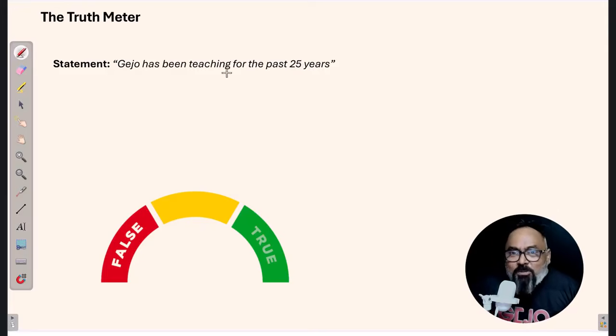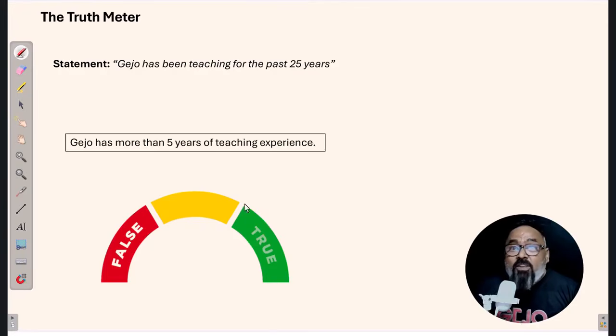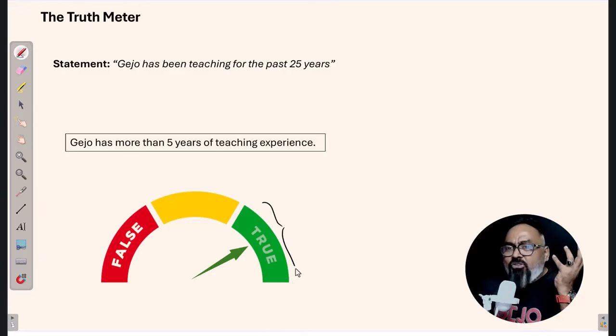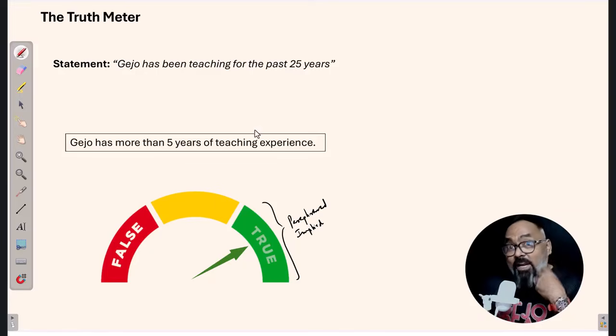Now, let's draw some inferences from this particular statement and you tell me whether they are true or false. The first one is this: Gejo has more than 5 years of teaching experience. And you would say, he has been teaching for the past 25 years, so Gejo has more than 5 years of teaching experience. That has to be the truth. When you look at truth, you have to understand that the truth can be either paraphrased or the truth can be implied. Here is the truth that is implied.